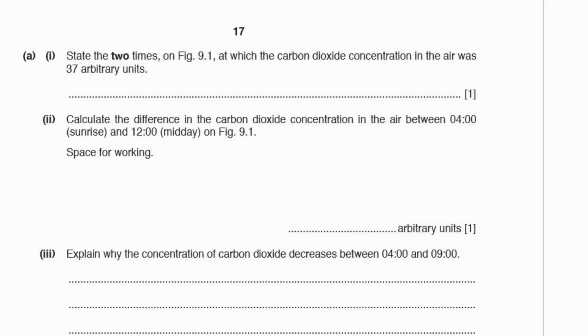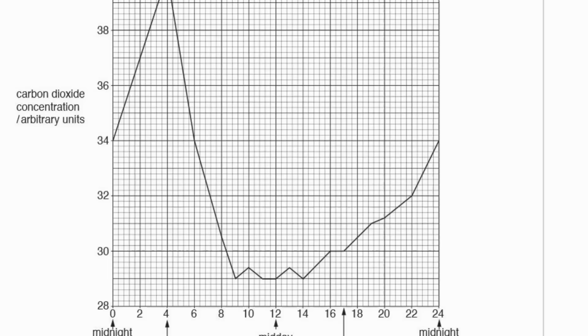A1. State the 2 times on figure 9.1 at which the carbon dioxide concentration in the air was 37 arbitrary units. All right, let's look at this. Okay, so 37 arbitrary units. There we go, there's 37. We draw a line across here, and then we draw one line going down here, and we draw another line going down here.